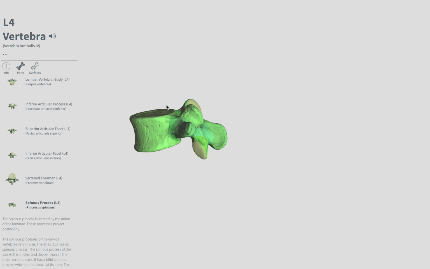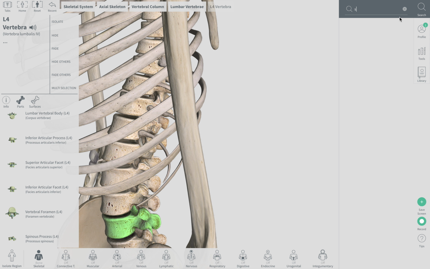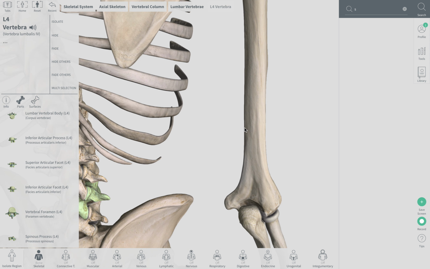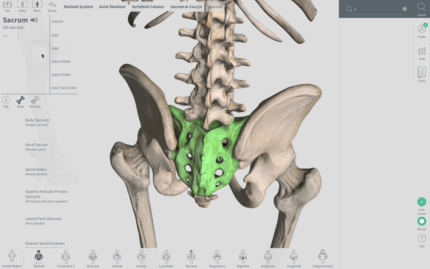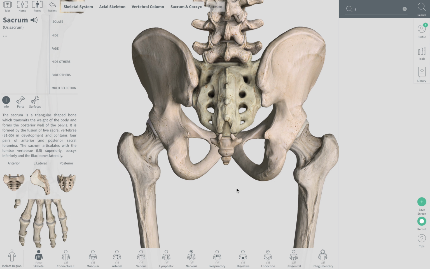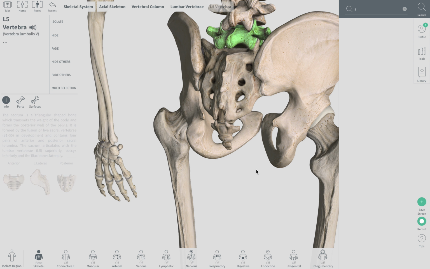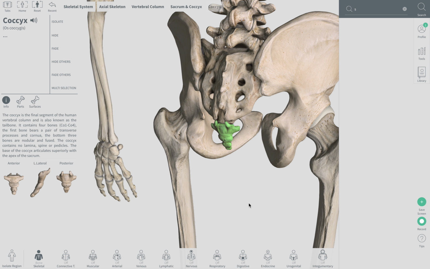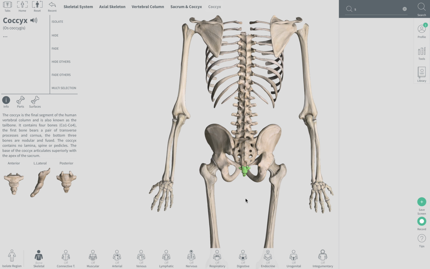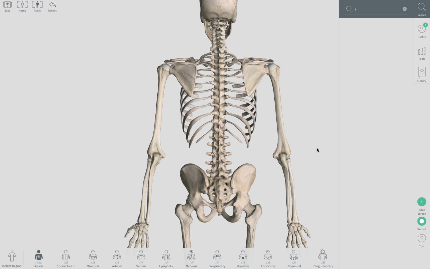And then the last two terms for this quiz are going to be the sacrum and the coccyx. So the sacrum is going to be this big guy right here, this big fused bone. Looks like that articulates with L5. And then the final bone that we'll need to know is your tailbone, coccyx. Those are your vertebrae.